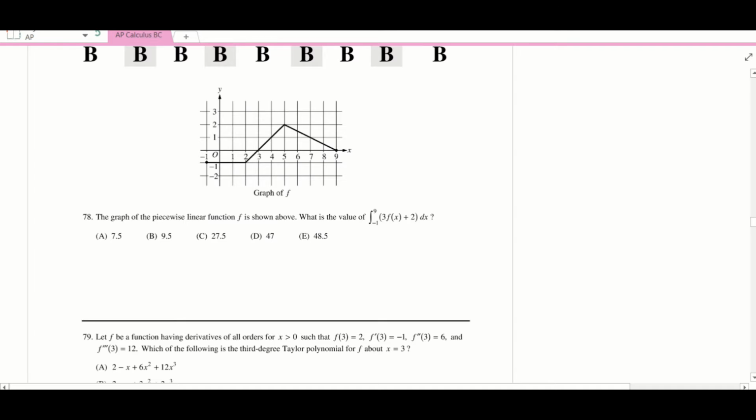Okay, the graph of the piecewise linear function f is shown above. What is the value of the integral from -1 to 9 of 3 f of x plus 2 dx? This is just integration rules. This is just 3 times the integral from -1 to 9 of f of x, plus the integral from -1 to 9 of 2 dx. So first, what is the integral from -1 to 9 of f of x?